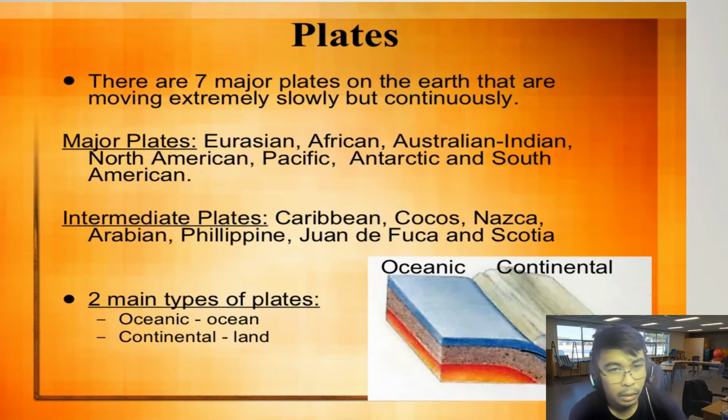Now, in that illustration or diagram, you can see there that there are 7 major plates. Okay? And those 7 major plates are actually moving. They are moving very slowly, but they move in a continuous manner. Okay. To be more specific, we have the 7 major plates. We have Eurasian, African, Australian, Indian, North American, Pacific, Antarctic, and South American. Later on, I'll show you a clear image. But again, there are 7 major plates.